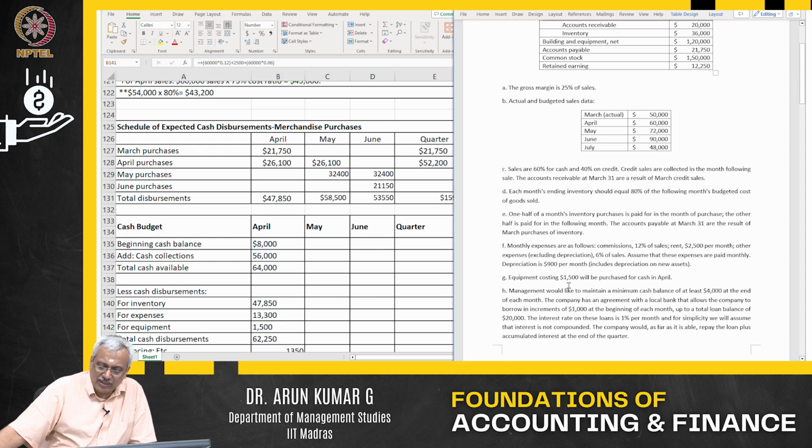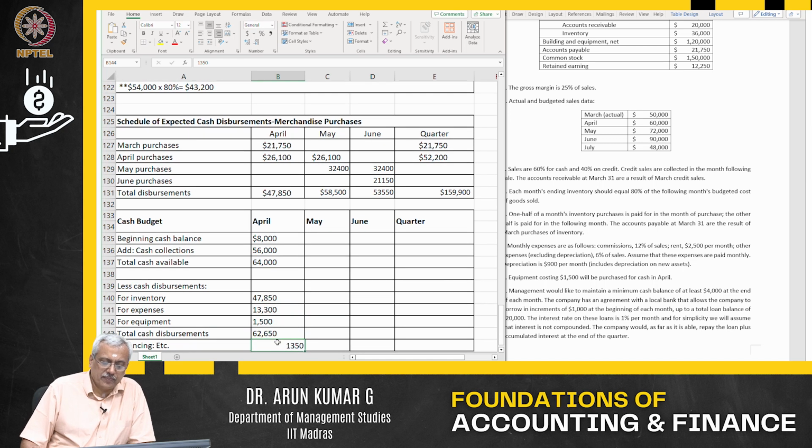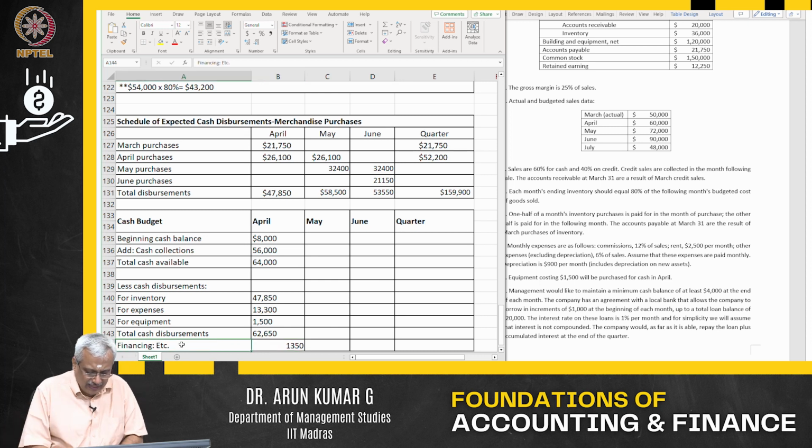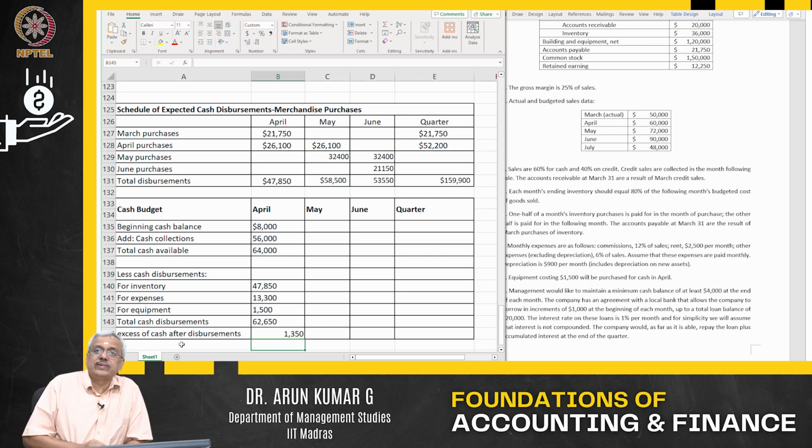Next it says equipment costing 1,500 was purchased in the month of April. Yes, equipment costing 1,500 is purchased. What is the total cash disbursement? That is the sum of all these three put together. So what do you call it as the net? What is the cash balance, or excess of cash after disbursements? It is 1,350. How do we get it? That is 64,000 minus this 62,650, which is 1,350.